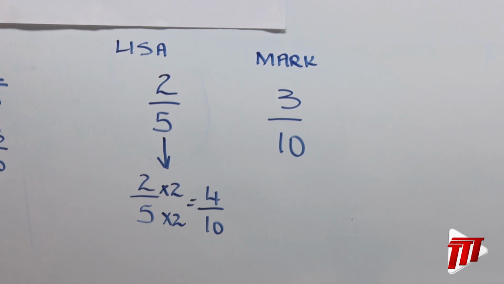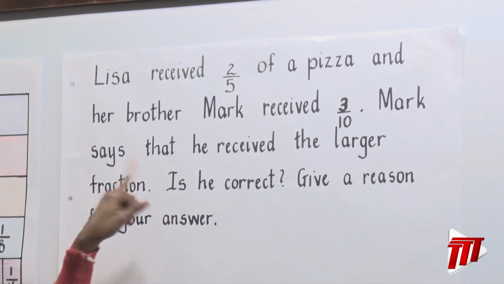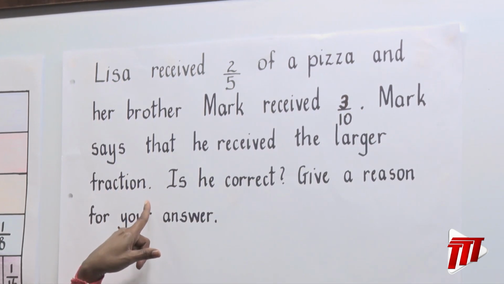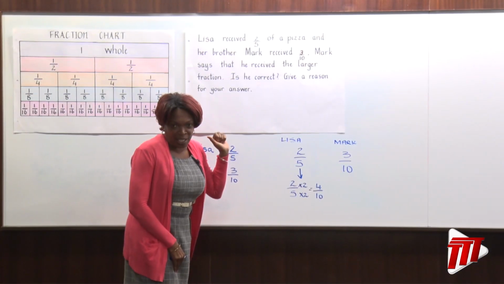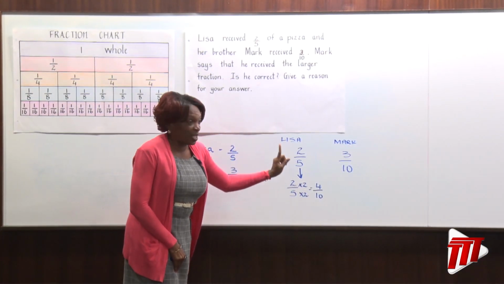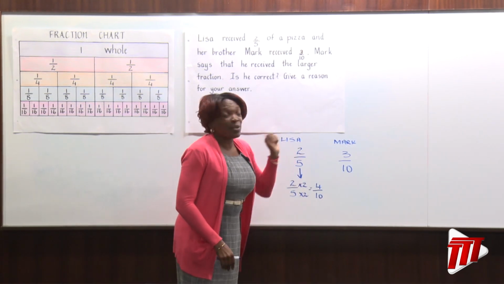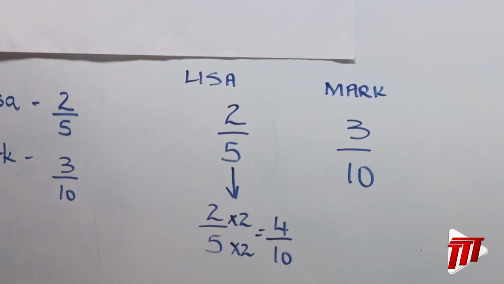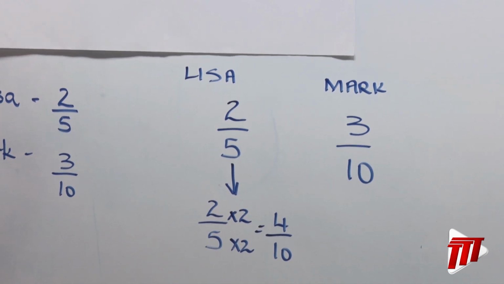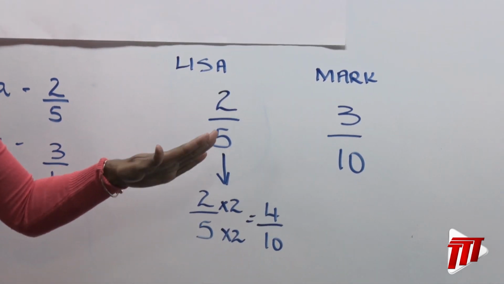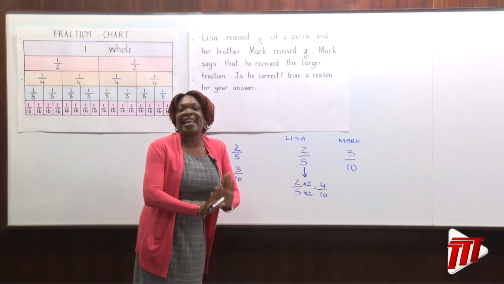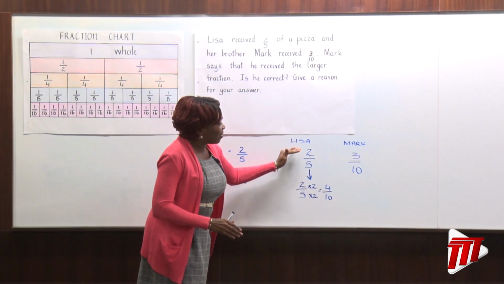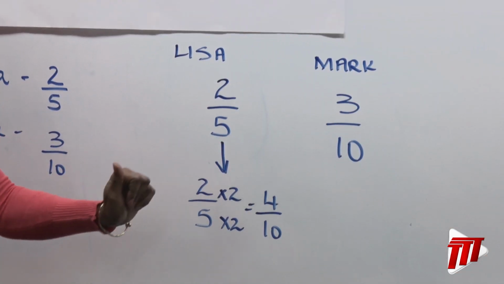Mark received 3/10. Let's go back to the question. Mark says that he received the larger fraction. Is he correct? Clearly, Mark is wrong. Lisa received 4/10. Mark received 3/10. Give a reason for your answer. The answer is clear. After applying equivalent fractions, we can clearly see that Lisa has the greater portion.